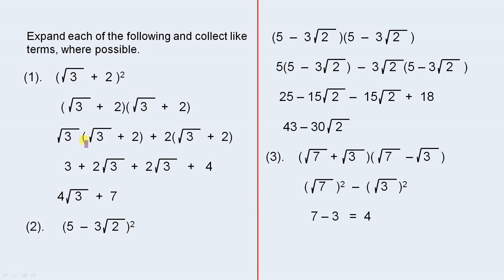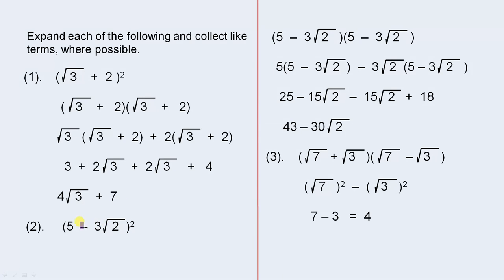So the square root of 3 by the square root of 3 is 3. The square root of 3 times 2 is 2 the square root of 3. 2 times the square root of 3 is 2 root 3, and 2 2's are 4. So if we collect like terms, we have 2 root 3 plus 2 root 3 is 4 root 3, and 3 plus 4 is 7. So that is the answer.